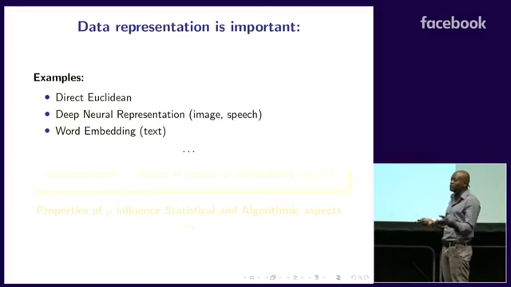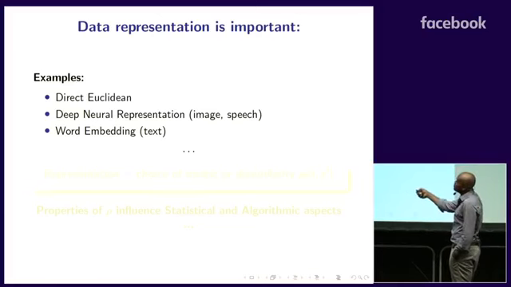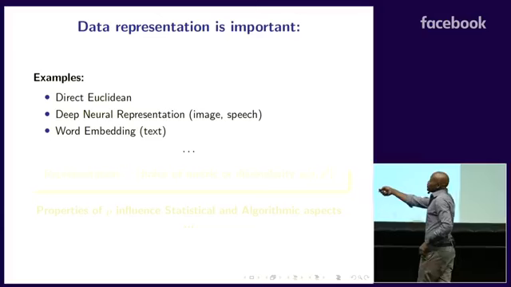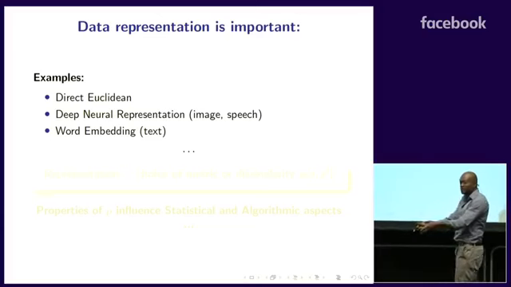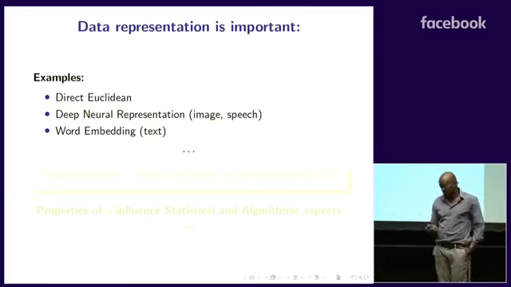So you take your data, it's a vector in some Euclidean space, and you just use it directly. Some new types of representations come from deep neural nets, where you take the last layer of a deep neural net, and then you do nearest neighbor on that layer. Or you have word embeddings. You embed the words into some space, maybe word2vec, and then you do nearest neighbor in that space.